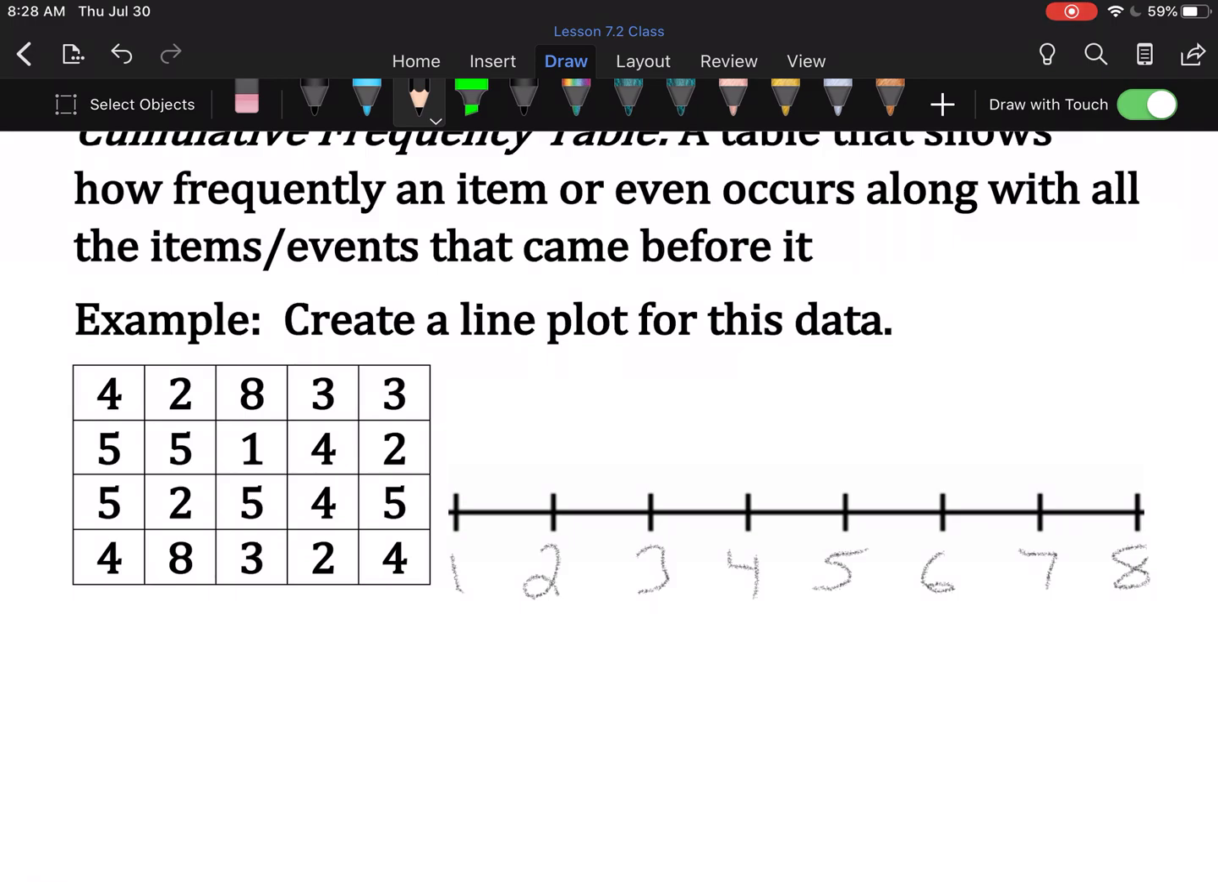You are not allowed to skip spaces on a number line when you're doing a line plot. Okay, when you do a box and whisker plot, yeah, we jump around. For a line plot, you must have everything, even if some of these won't have any marks on them.